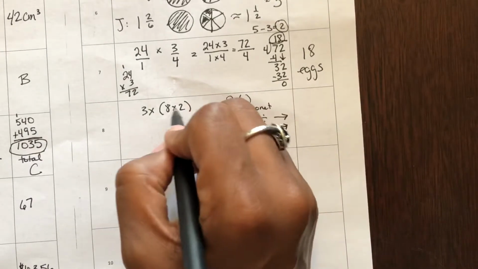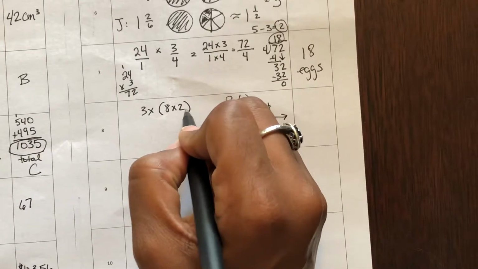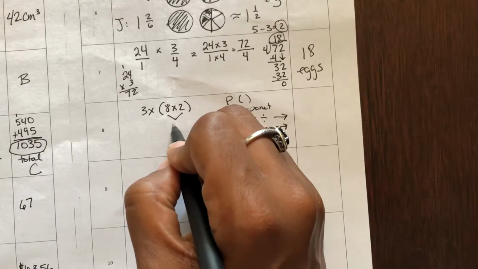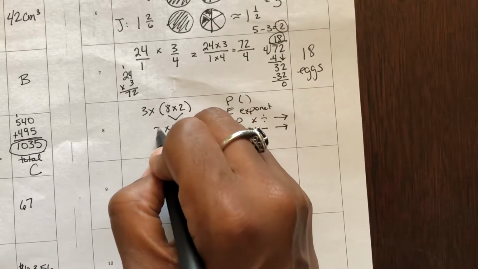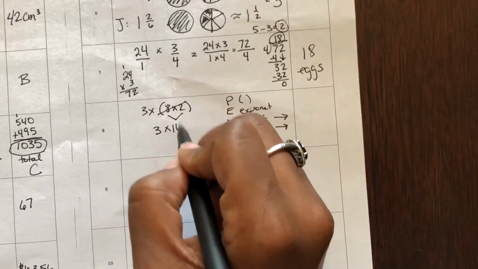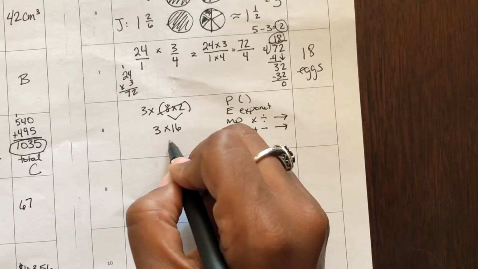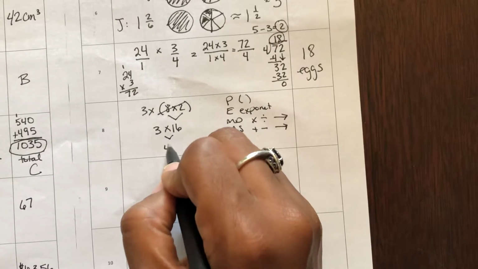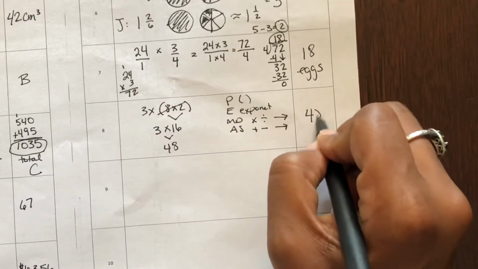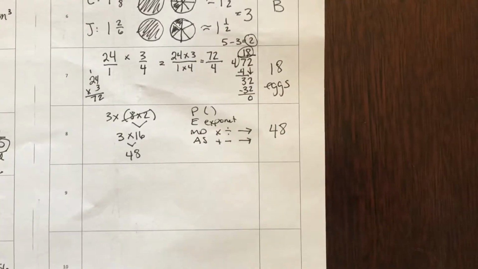So in this problem, I've got some parentheses, so I have to do that first. So I have to start here and do 8 times 2, which is 16. And then I always bring down, I cross out what I did and bring down what I haven't done yet. So then the last step I need to do is 3 times 16, which I know gives me 48. So my final answer will be 48. All right, almost done. We're on to number 9.